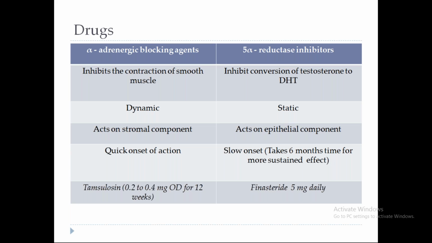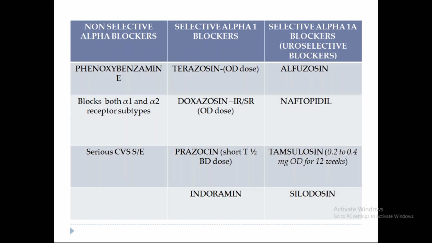Usually we give a combination of these. I don't know whether you have heard of it or not, but you will usually give Urimax D. It contains both an alpha 1A blocking agent and a 5-alpha reductase inhibitor, that is tamsulosin and dutasteride. So the alpha blockers are non-selective alpha blockers, selective alpha 1 blockers, and selective alpha 1A blockers, that is the uroselective blockers.